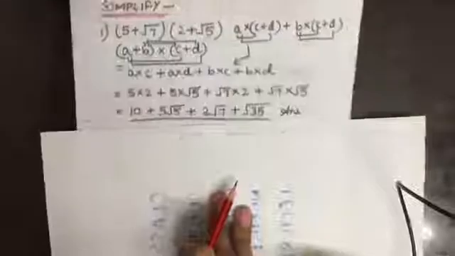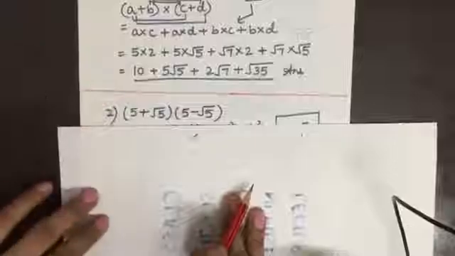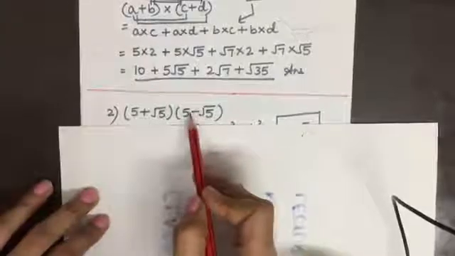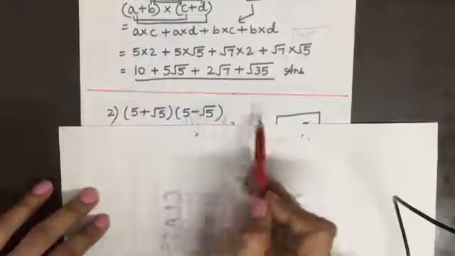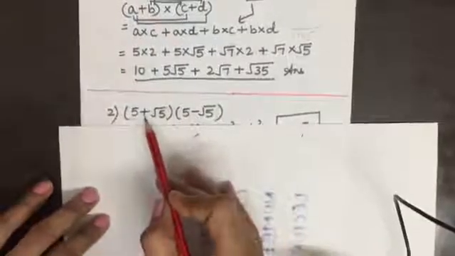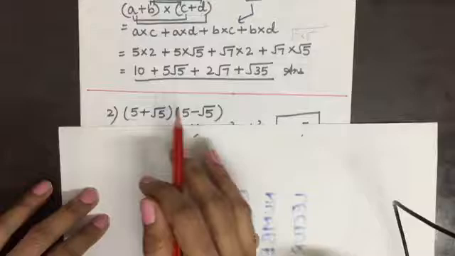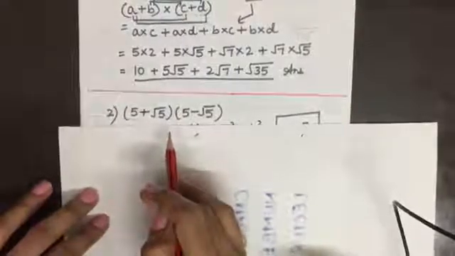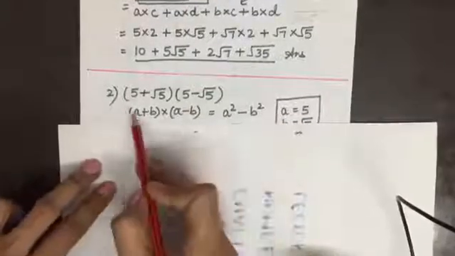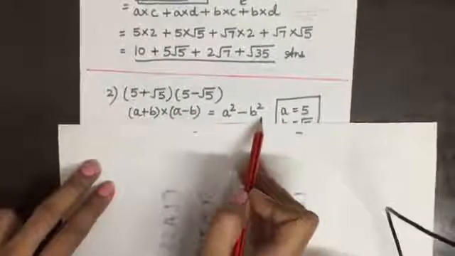Now the next type of problem is (5 plus root 5)(5 minus root 5). See, this is also a problem of the previous kind only. The difference is that in one bracket you have plus, in the other you have minus. So you can multiply this 5 with the second expression and then put a plus sign, then multiply this root 5 with the second expression. That you can also do. But if we see it more closely, we are reminded of one of the algebraic identities. What is that identity? (a plus b)(a minus b) is equal to a square minus b square.